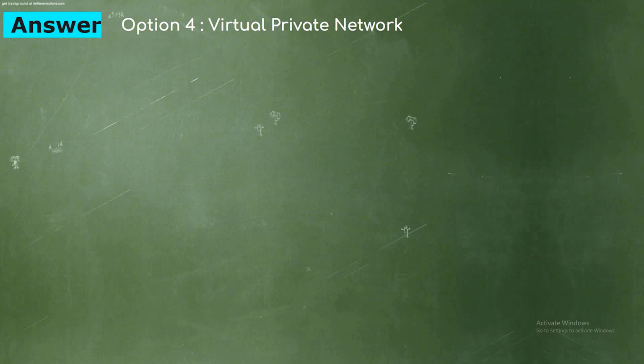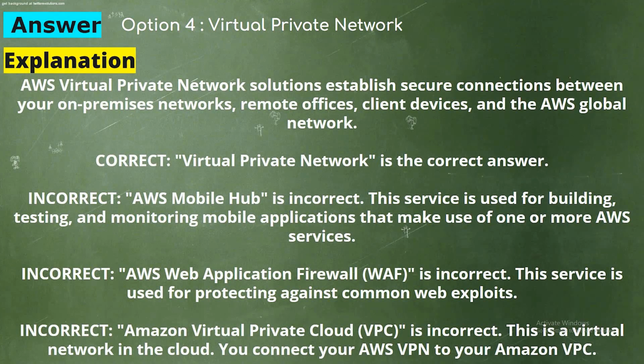Virtual Private Network. Explanation. AWS Virtual Private Network solutions establish secure connections between your on-premises networks, remote offices, client devices, and the AWS Global Network. Correct, Virtual Private Network is the correct answer.